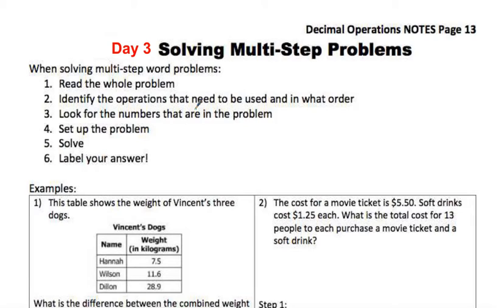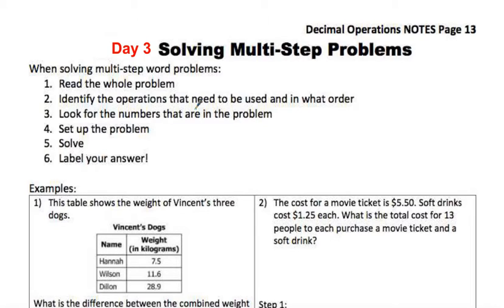Today we're finishing our unit on decimal operations, and our last topic is solving multi-step problems. So in order for us to solve multi-step word problems, we're going to read the whole problem, identify the operations that need to be used and in what order, look for the numbers that are in the problem, set up the problem, solve, and then make sure you label your answer in the end.